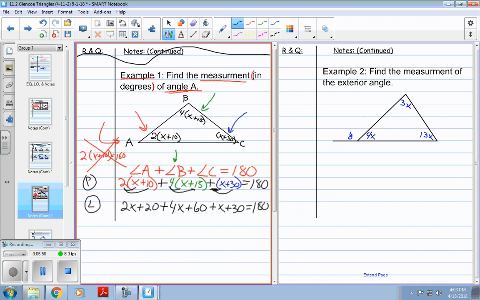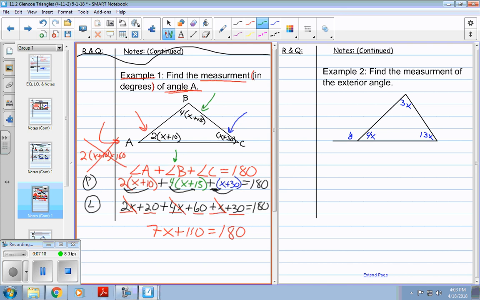Okay, we're just following our steps. Now we're combining like terms on each side. And we do have some like terms here. 2x plus 4x plus x is 7x. And I'm going to cross those out since we used them. And now we need to combine our constants. We have 20, 60, and 30. And that adds up to 110. We bring down the equal sign and the 180.